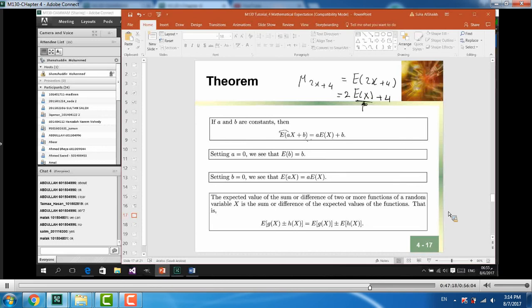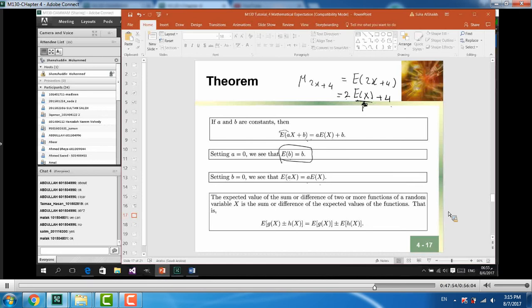Okay. If I set a as 0, I will remain with expectation of b, it's equal to b. So expectation of a constant with no x in it is equal to the same. If I set b as 0, expectation of ax is a outside, ex. Okay? The expectation of gx plus or minus hx is the same as expectation of g plus or minus expectation of h, which means we can distribute the thing over the addition and the subtraction.